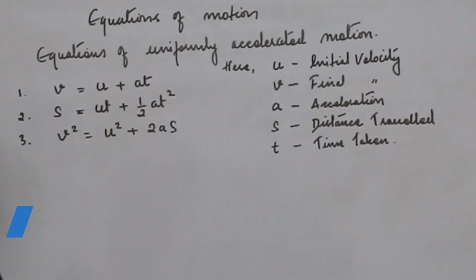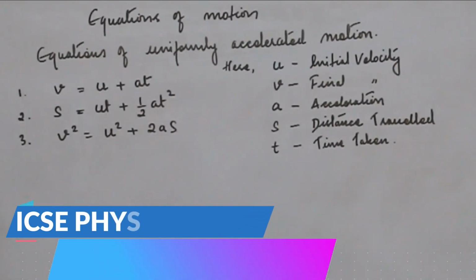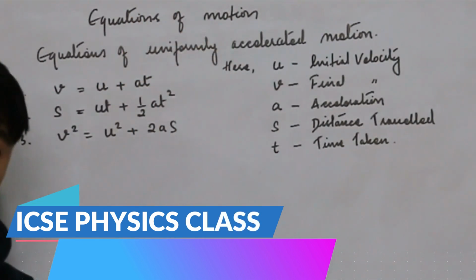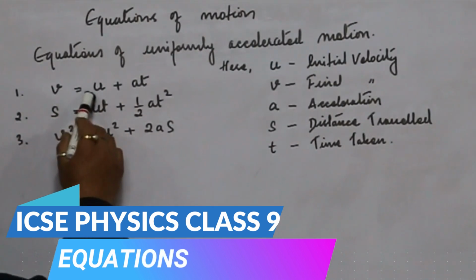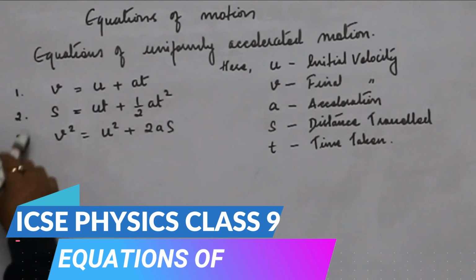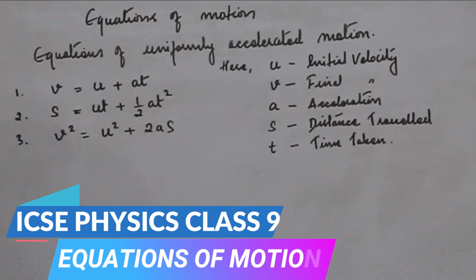Today we are doing class 9 physics, motion in one dimension, and in today's class we will learn the section from this chapter, equations of motion, which is very important. We know that when the body is moving with uniformly accelerated motion, we will get three equations or three relations. The first one is v = u + at. The second one is s = ut + ½at². And the third one is v² = u² + 2as.